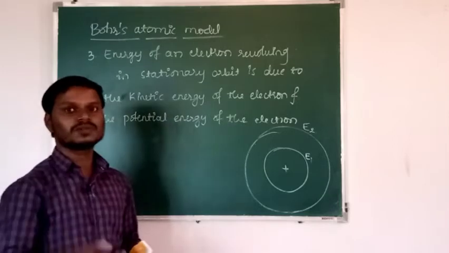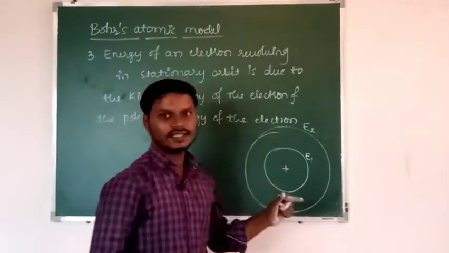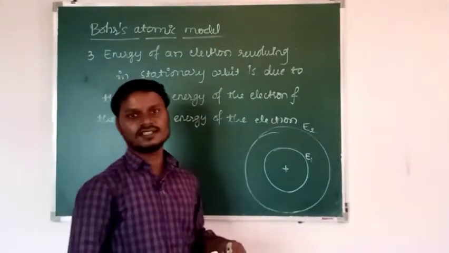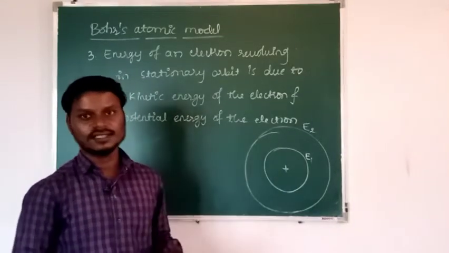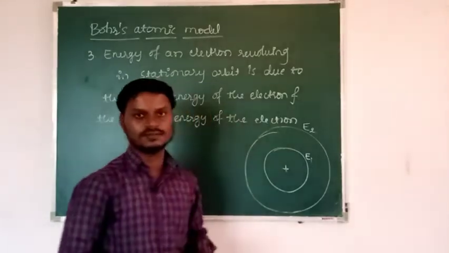Then what about the fourth postulate? Okay, so the energy is radiated or the energy is absorbed. So when the energy is radiated or when the energy is absorbed. The energy is radiated when an electron jumps from a higher orbit to a lower orbit.